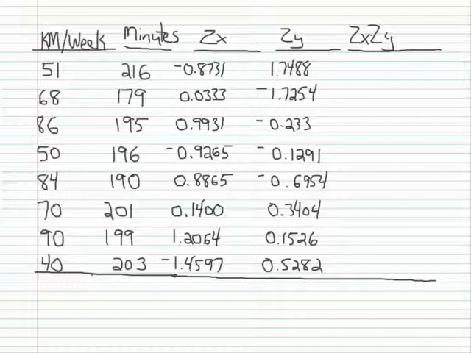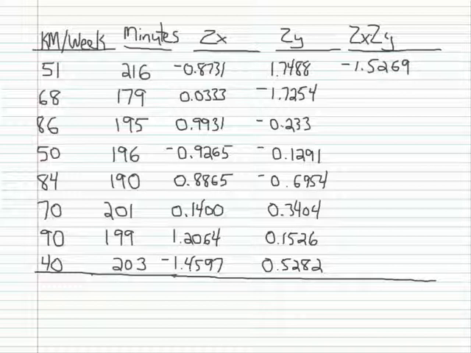Once you have the z-scores, it's very easy to obtain the correlation coefficient. The first thing you want to do is simply multiply the two z-scores. So I'm going to take negative 0.8731 and multiply it by 1.7488. And with that I get negative 1.5269.